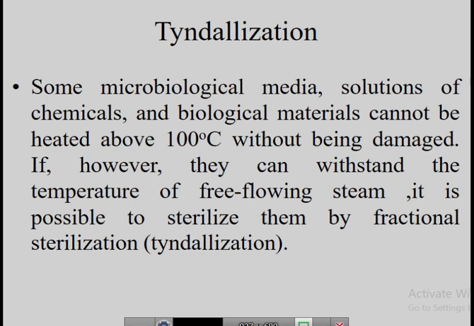Then another method of heat sterilization is called tyndallization. It was John Tyndall who discovered this method. Some microbiological media, solutions and biological materials, not all of them can be exposed to above 100 degrees Celsius because many of them can be sensitive to high temperature. So in such cases, we can use another method of sterilization, called fractional sterilization. This fractional sterilization is also called tyndallization.